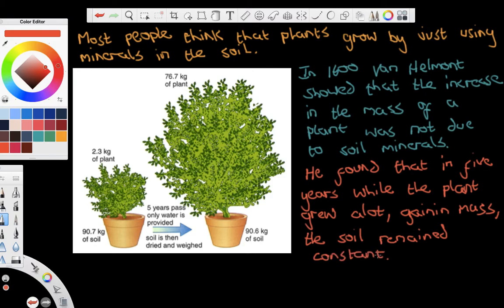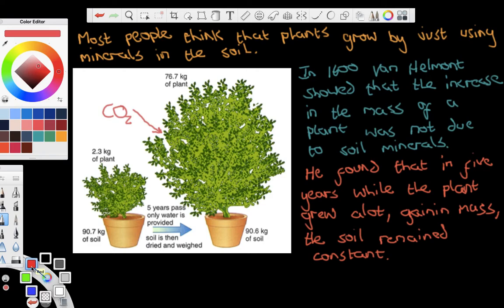And that raises the question, well, where did it come from? Now, organisms are made of carbon. We are carbon-based life forms. Therefore, when a plant is absorbing carbon dioxide from the atmosphere, that carbon is being used to build more plant. Okay, so it was this carbon being absorbed through photosynthesis which allowed the plant to grow.